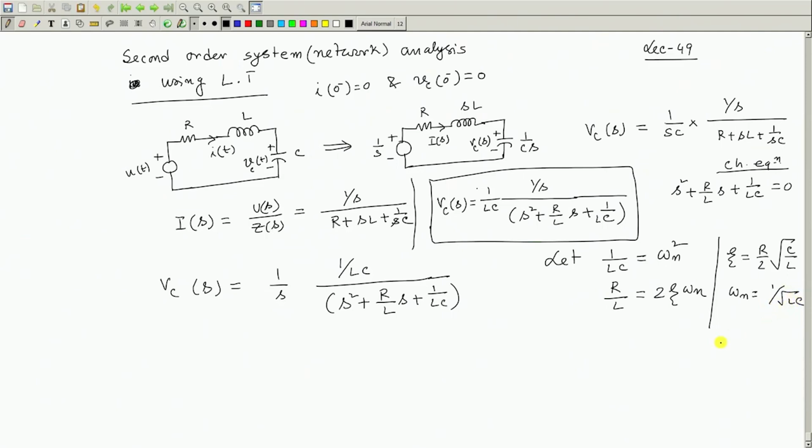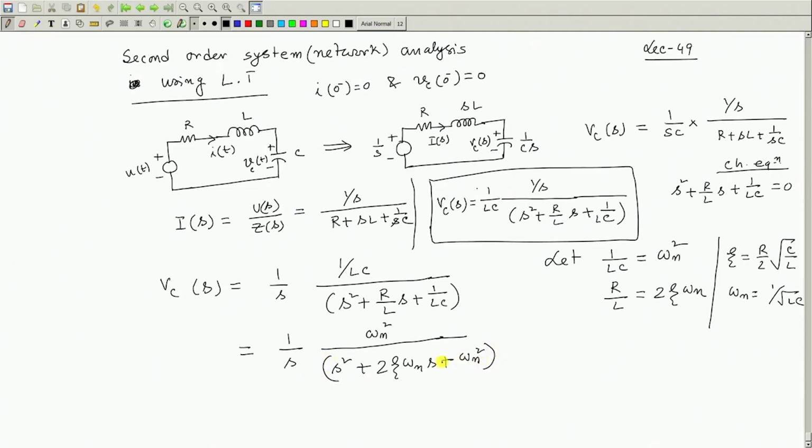So, if I know the value of R, L and C, I will be able to calculate zeta and omega n. If you put it, it will be like this. So, under this scenario, with these assumptions, it will then become, on the top I will write omega n square, on the bottom I will write S square plus 2 zeta omega n S plus omega n square. We will see the significance of zeta and omega n as we proceed with our calculations.